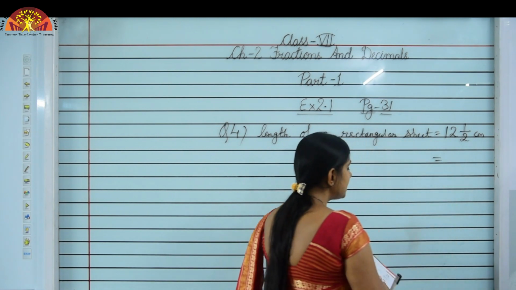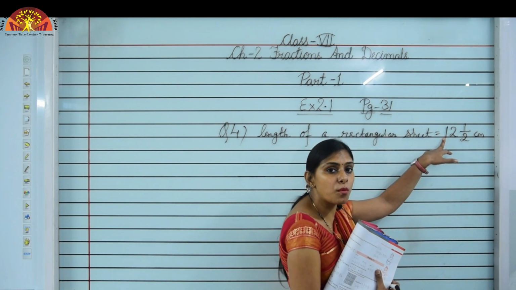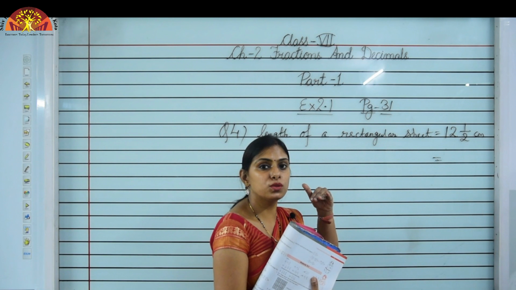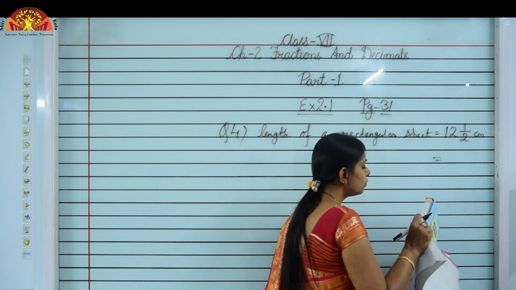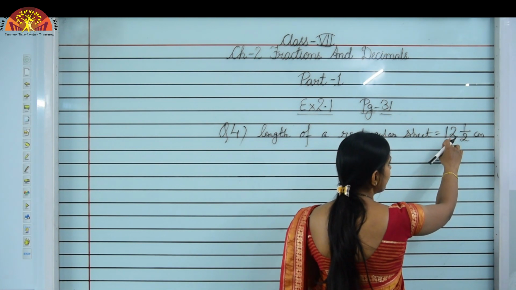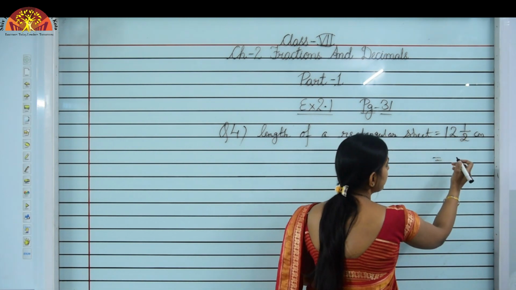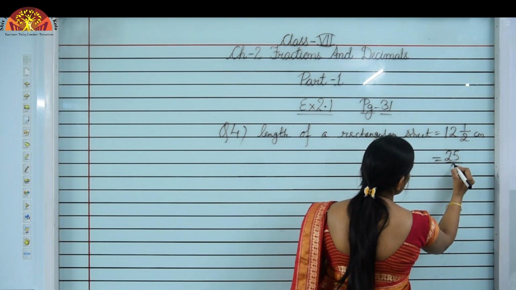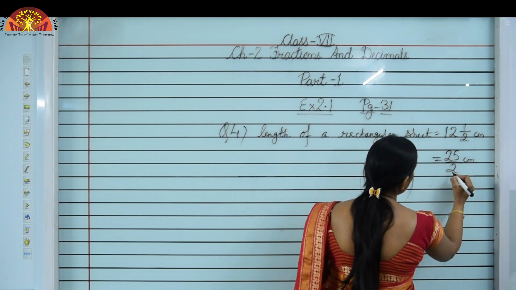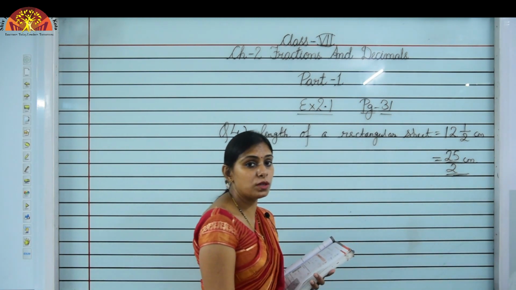Now children, you can see that this has been given in the form of mixed fraction. So you have to just convert it into the improper fraction. So 12 2s are 24 and 24 plus 1 is 25. So 25 upon 2 centimeter is the length of the rectangular sheet.